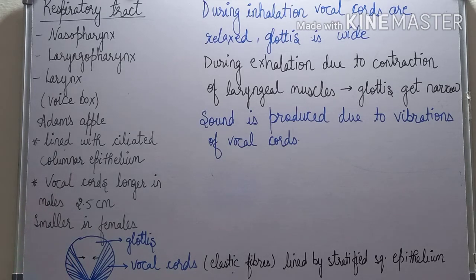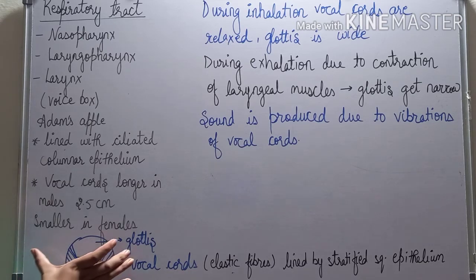So when we are breathing out, what is happening? When we are breathing in, everything is in a relaxed state, that is, the vocal cords are relaxed. When we are inhaling, the vocal cords are relaxed and the glottis is wide. But actual sound is produced when we are exhaling, when we are breathing out.